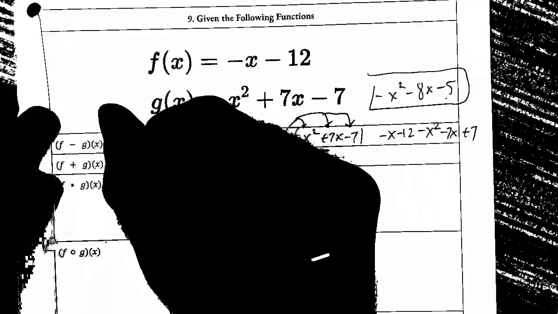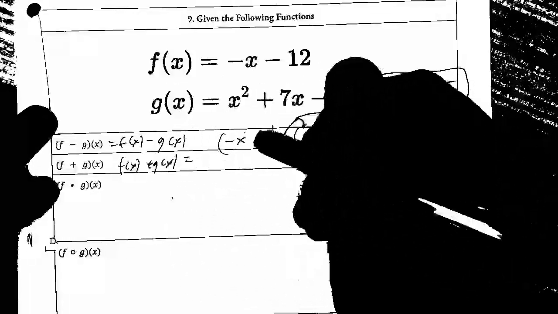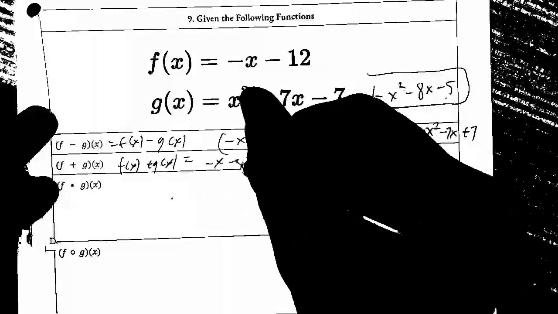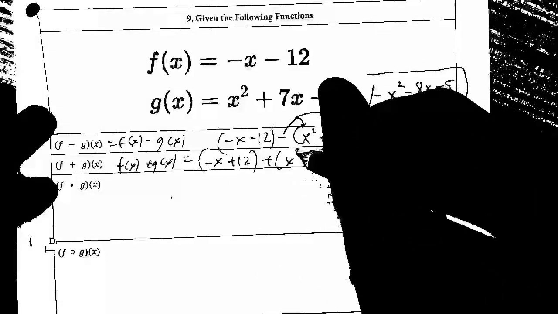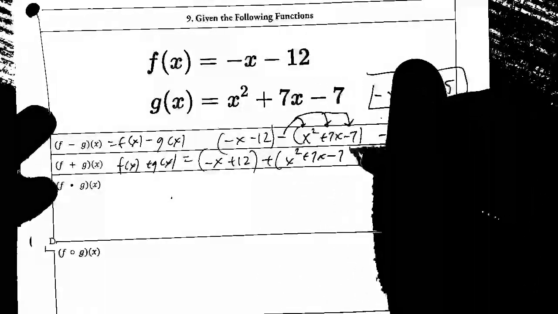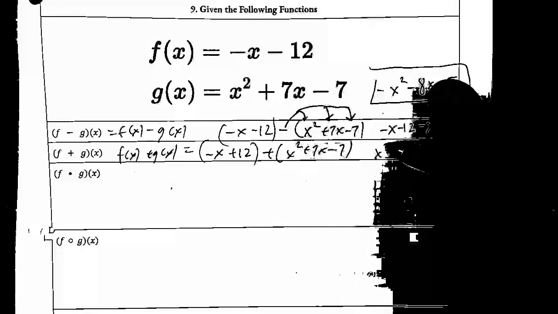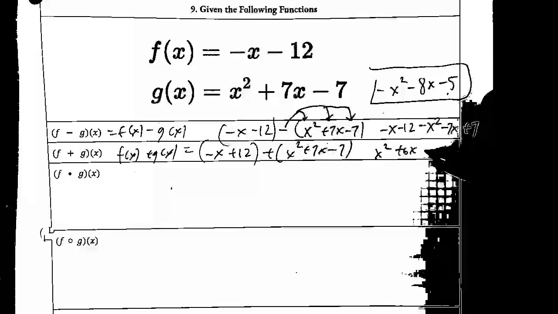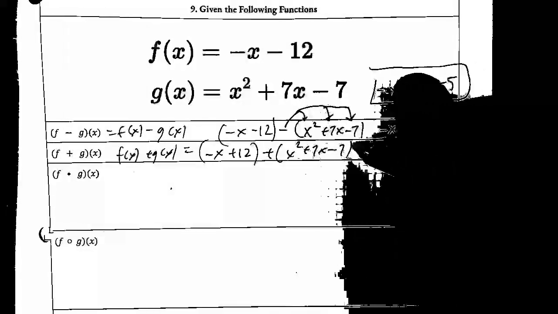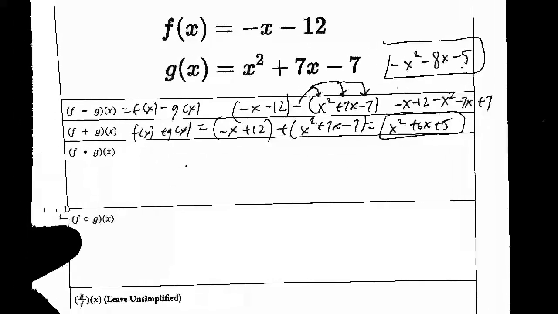F plus g. Same idea, it's just f of x plus g of x, and that would be negative x plus 12 plus x squared plus 7x minus 7. Here you don't have to worry about distributing, you're just going to add everything together. We're going to get x squared plus 6x plus 5. That's it.